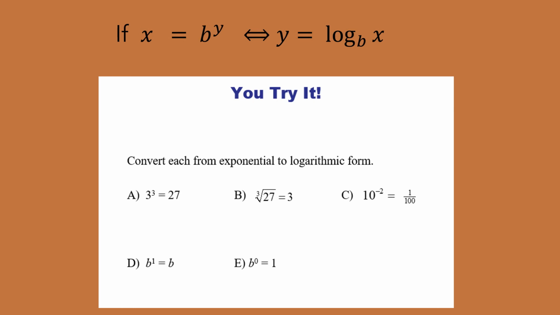So here, logarithm of 27 to the base 3 is 3. Logarithm of 3 to the base 27 is 1/3. Logarithm of 1/100 to the base 10 will be negative 2. Logarithm of b to the base b is 1. Logarithm of 1 to the base b is 0.